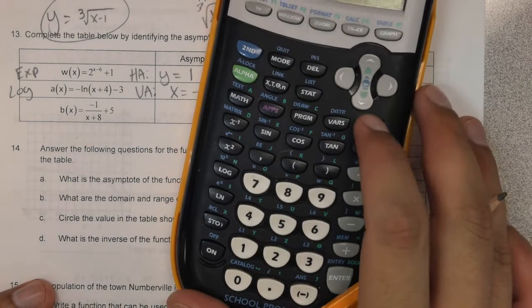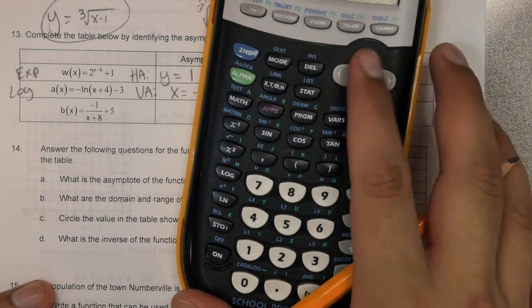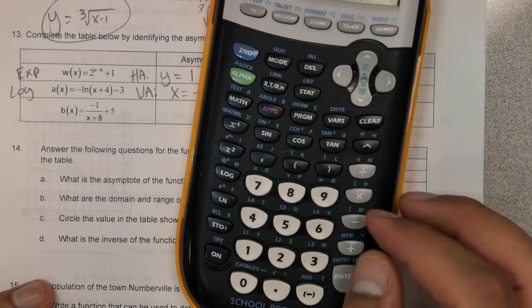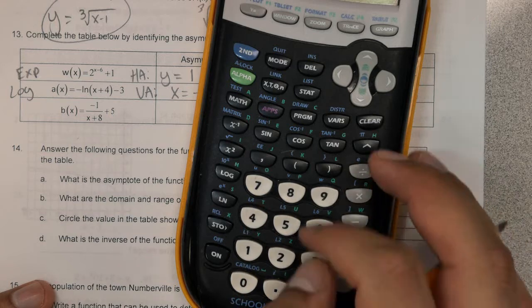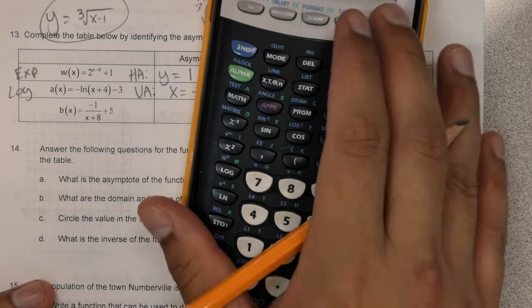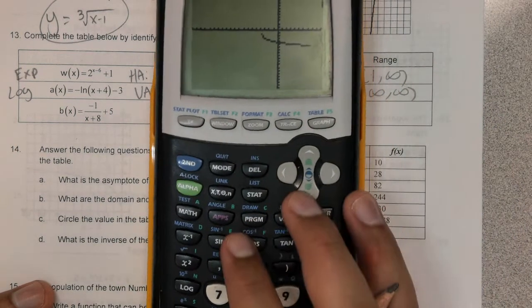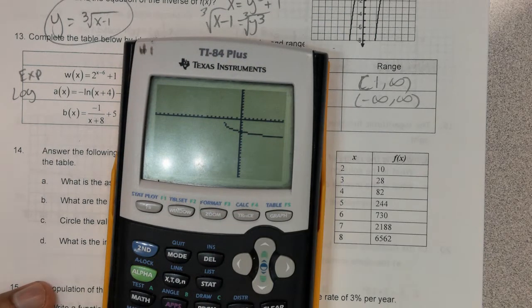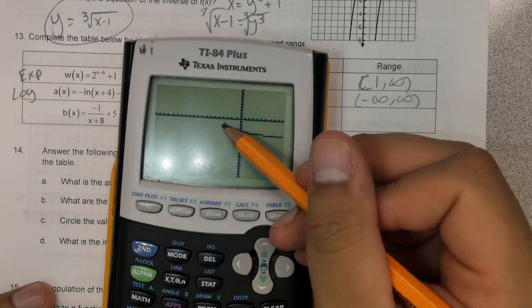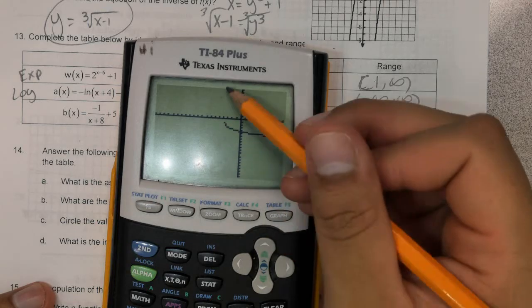Alright, so here, just so we could see it, negative ln of x plus 4, minus 3. The vertical asymptote would end up being somewhere here, or it will be at negative 4.